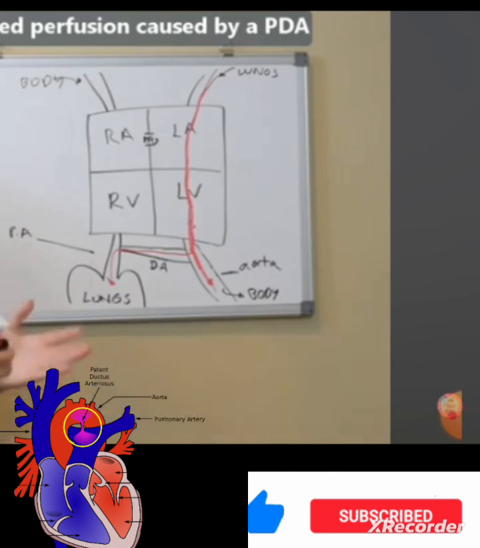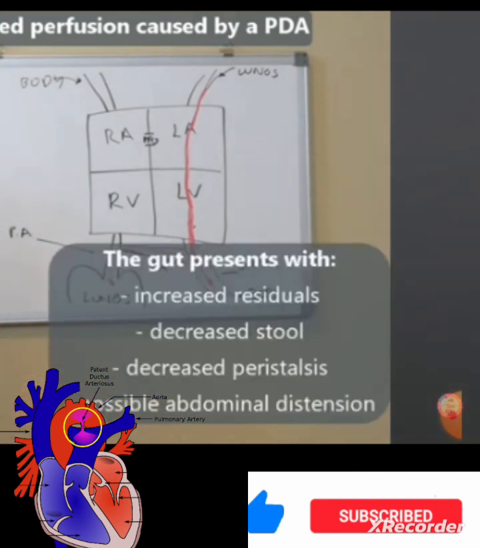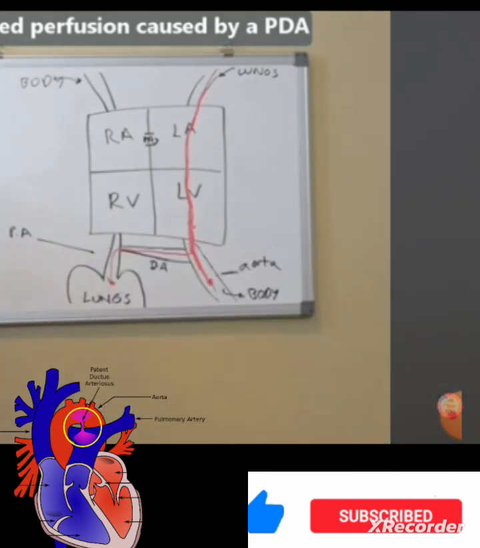As opposed to the blood going to the gut, what you could end up seeing is that the baby is just not tolerating feeds as well. So what would that mean? Maybe they would have more residuals. Maybe they're stooling less because the peristalsis has gone slower. Maybe they've got slightly more abdominal distension. Worst case scenario, they might even have green residuals or a really sickly appearing gut.